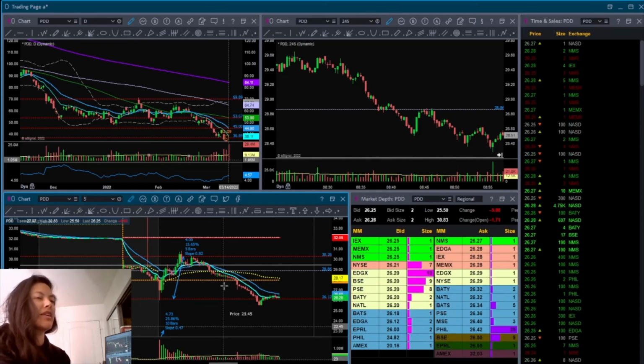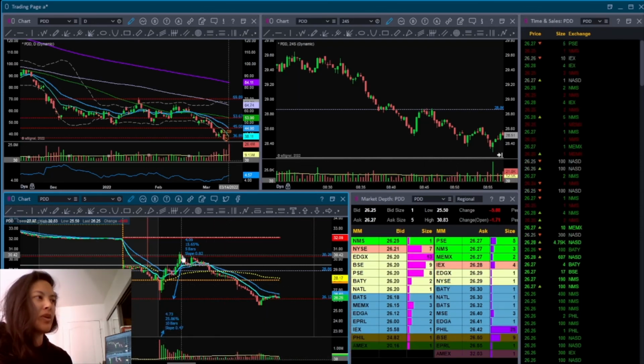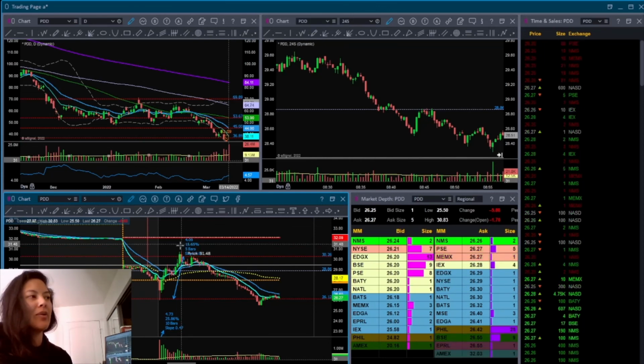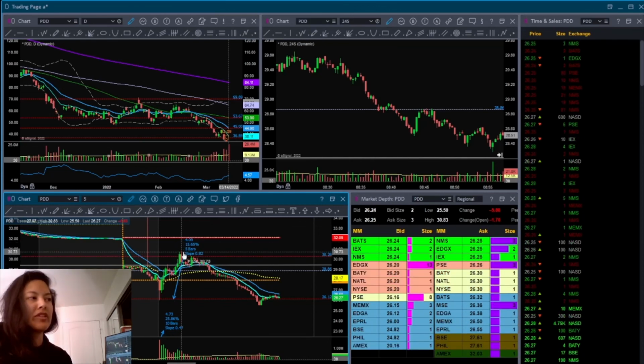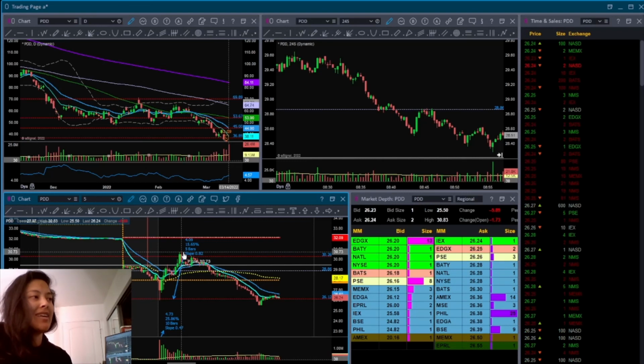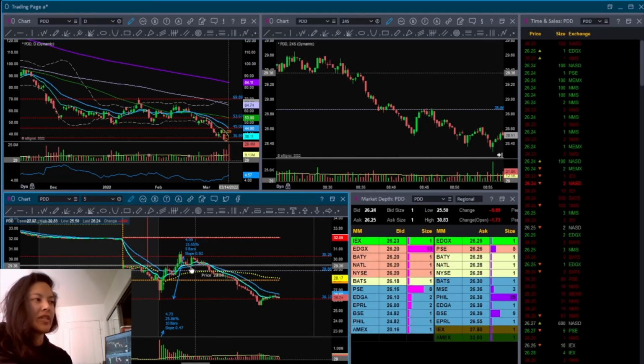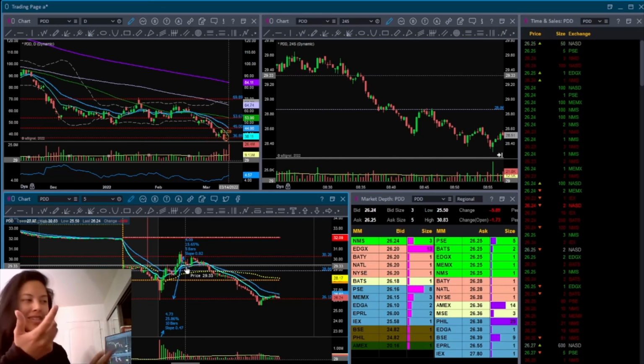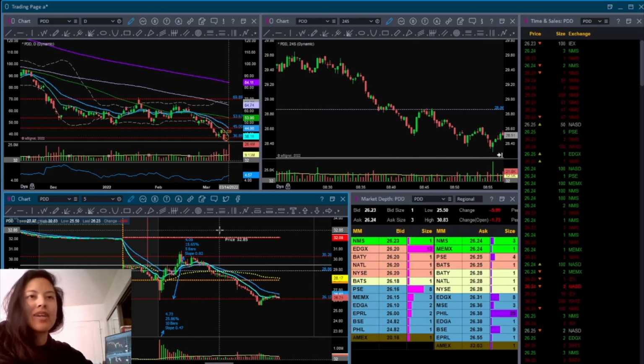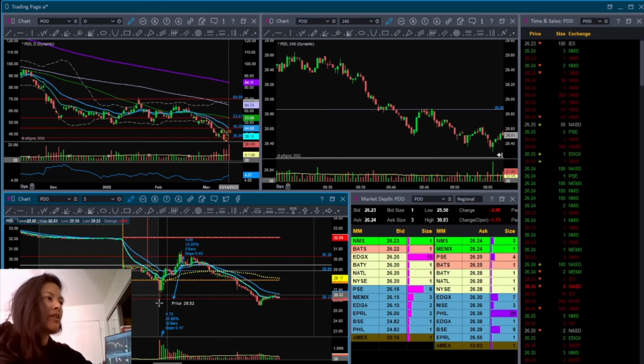I was thinking that this would be a swing once we got up here. I was thinking that I would hold it short for actually more than just today. But I ended up just closing it out. But it's fine, the trade worked out really well anyway.